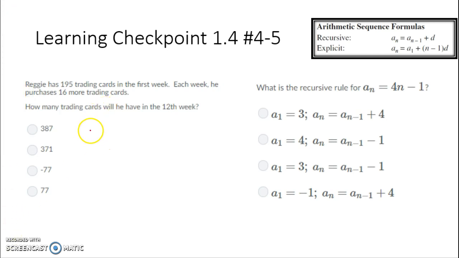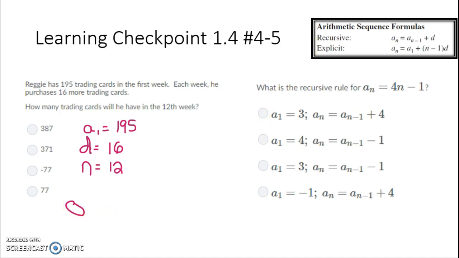We'll start by writing the explicit formula. That means we need to go find the first term, and we need to find our common difference. I know that my starting point is 195 cards, and the common difference is 16 cards. We are adding 16 cards per week, and the week I care about is the 12th week. So when you go to plug into your explicit rule up here, I'm going to plug in all of these pieces. You are going to need to simplify it to get the right answer.